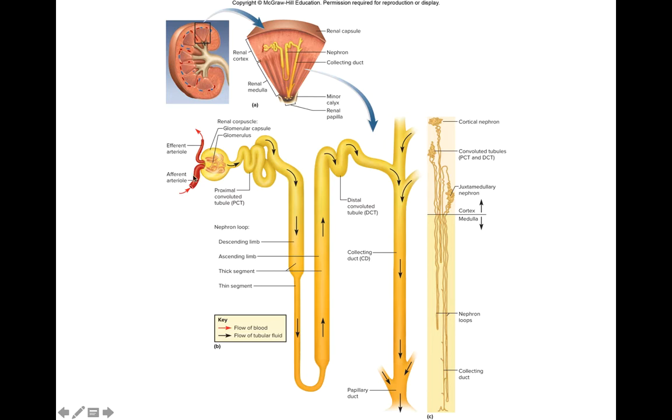So here's our blood coming into our capillaries, and we are going to filter. We got those fenestrated capillaries, and whatever gets filtered out of the blood is going to be called the filtrate, and it's going to move through the proximal convoluted tubule and then down into the nephron loop. So here's a thick segment, and then we go into a thin segment, and then back to a thick segment. And then we feed into the distal convoluted tubule, which feeds into one of our collecting ducts.